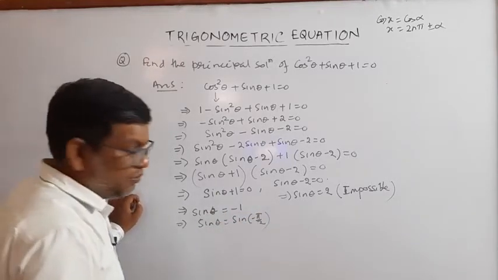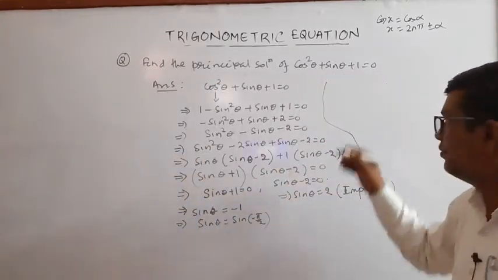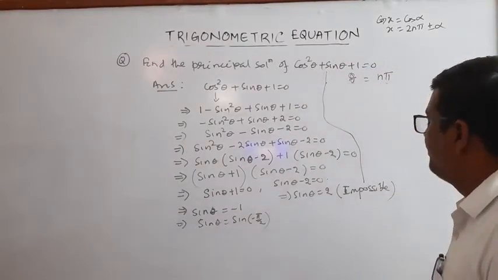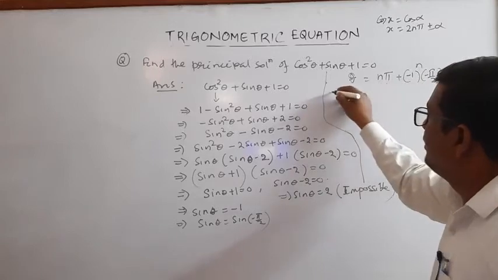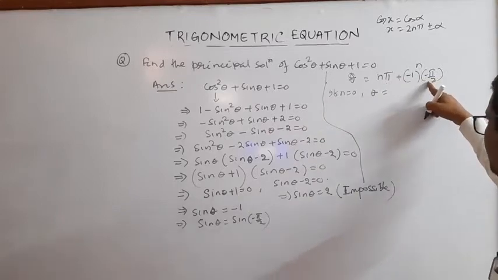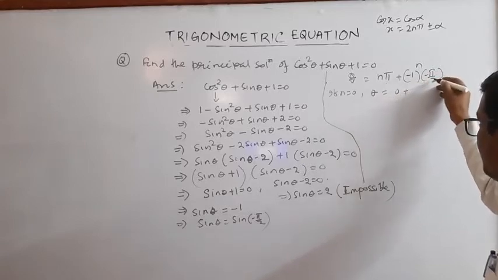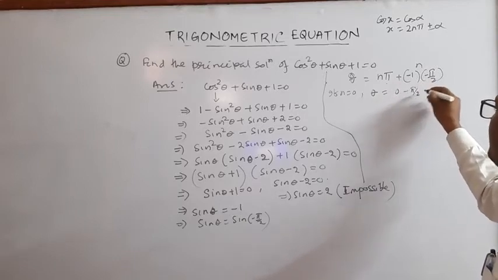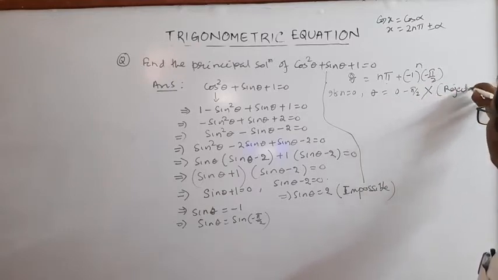And theta is equal to n pi plus minus 1 to the power n into minus pi by 2. If n is equal to 0, theta is equal to 0 plus minus 1 to the 0, which means 1, times minus pi by 2. This is minus pi by 2, so it is rejected because it does not belong to the interval 0 to 2 pi.